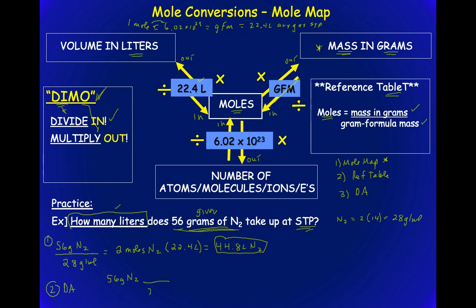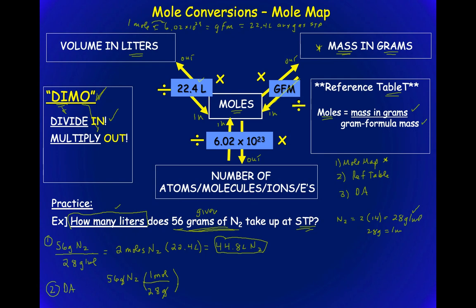We can say there's 28 grams in 1 mole, right? So I'm using that as my factor. Remember, the gram formula mass is a conversion factor. Remember, it's 28 grams. What does that really mean? Equals 1 mole, right? So that would cause me to cross out my grams, all right?